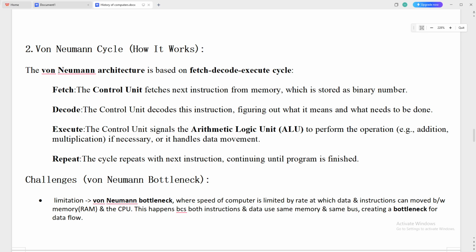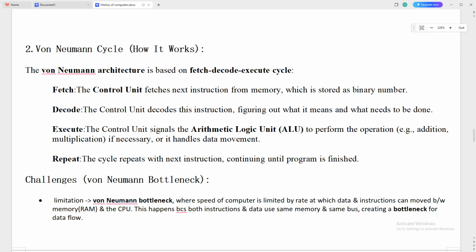Now let's talk about what the von Neumann cycle is and how it works. So von Neumann architecture is based on the fetch, decode, execute cycle. So what is the fetch, decode, execute cycle? In fetch, the control unit fetches the next instruction from the memory, which is stored as a binary number. So what the control unit does is fetch the next instruction from memory. The next instruction is what we have to do next, which is stored as a binary number, 0 or 1.